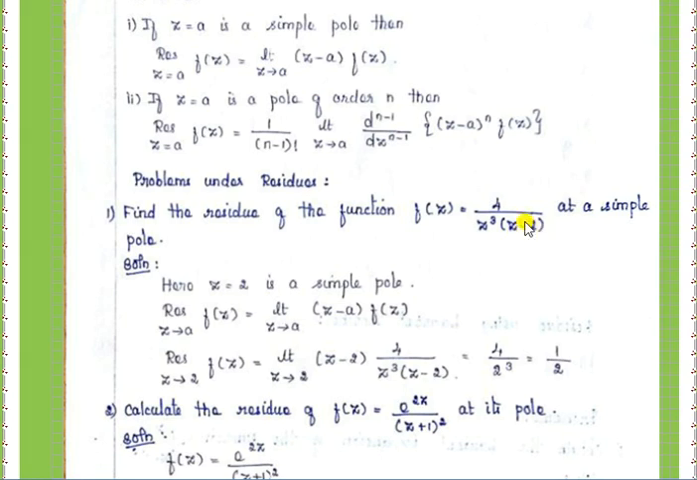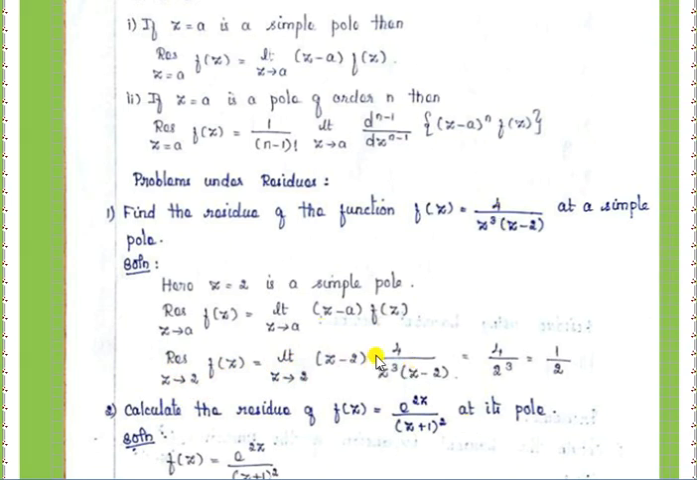Z minus 2. So here 2 is the pole, but the order is 1. So we must go with this alone. Here z equal to 2 is a simple pole. The simple pole formula is residue at z equal to a of f of z equal to limit z tends to a of (z minus a) into f of z. Here a is equal to 2, and of course there is no n because it is a simple pole. So residue at z equal to 2 of f of z equal to limit z tends to 2 of (z minus 2) into f of z, the given function.